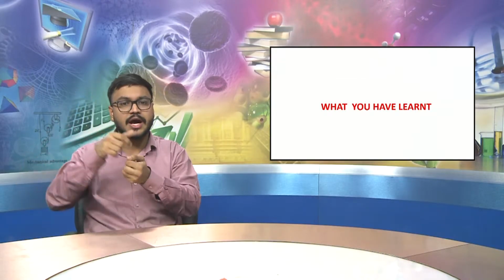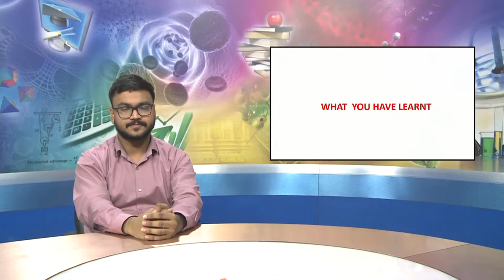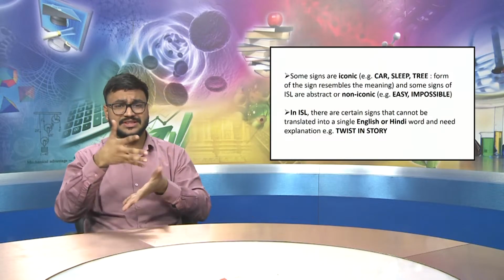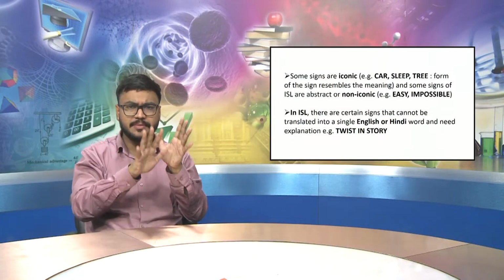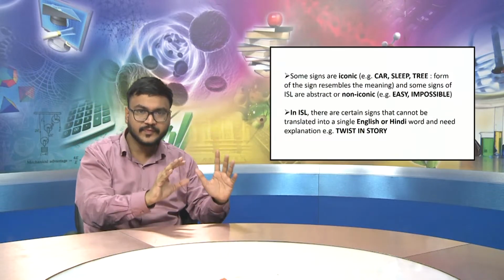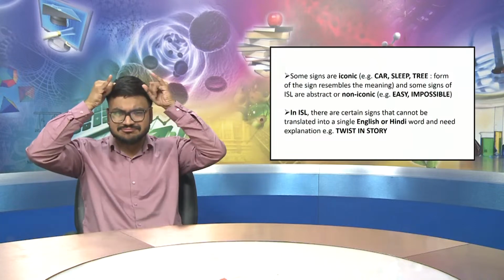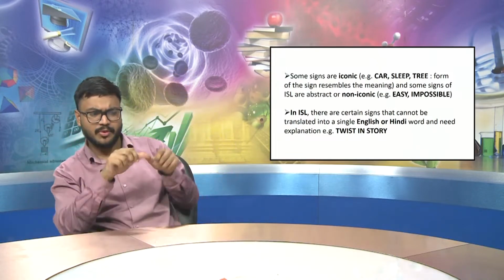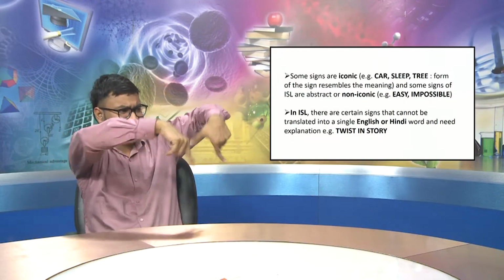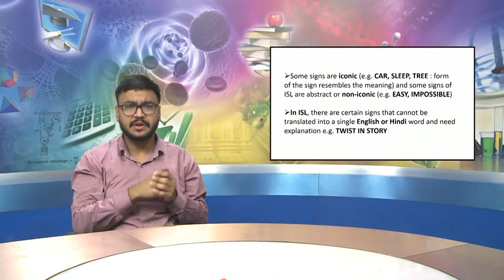Now we have learned that much, so we can look at what we have learned. Some signs are iconic, for example, car, sleep, tree. Their form resembles the meaning. Some signs of ISL are abstract or non-iconic, example, easy and impossible.